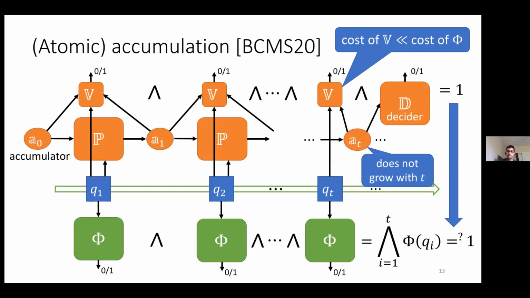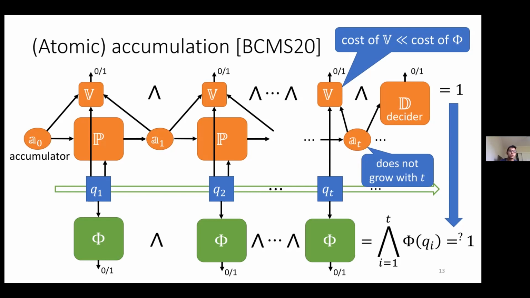This is sort of the thing that people might not be most familiar with. At a high level, the idea is that instead of checking the predicate at each step, I basically keep accumulating the queries and performing some cheap checks on the accumulation. And then at the end, once I have the final accumulator, I perform an expensive check, which is roughly equal to the cost of the predicate.